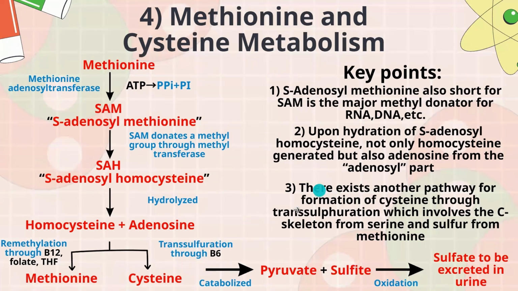There's another transsulfuration that occurs and basically involves the carbon skeleton of serine and the sulfur of methionine. So if you take the carbon skeleton from serine and the sulfur from methionine and add both of them, you can immediately form cysteine instead of doing the whole process here. So yeah, that's it.